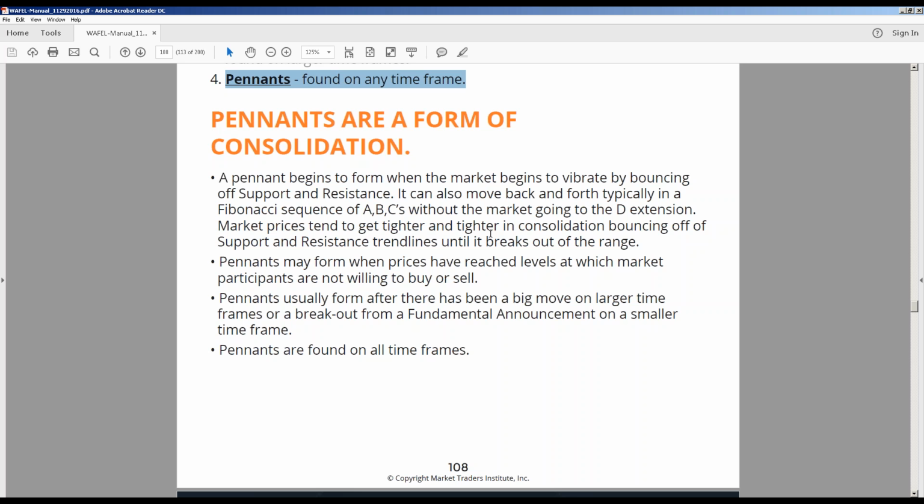Pennants may form when prices have reached levels at which market participants are not willing to buy or sell. Pennants usually form after there's been a big move on larger time frames or a breakout from a fundamental announcement on a smaller time frame. Pennants are found on all time frames.